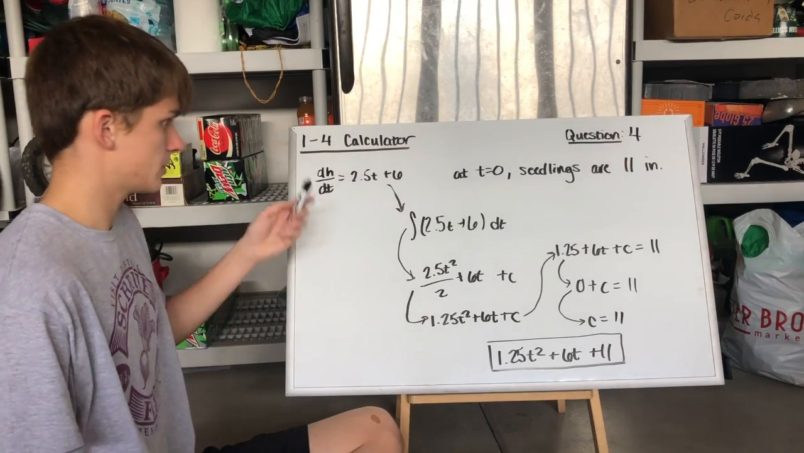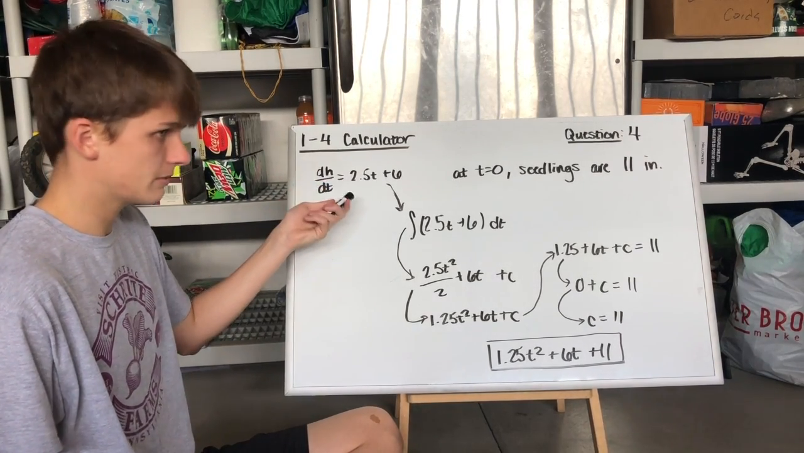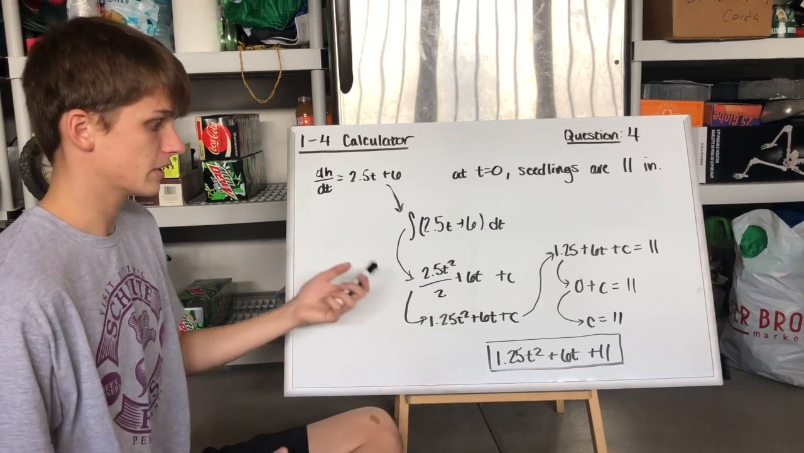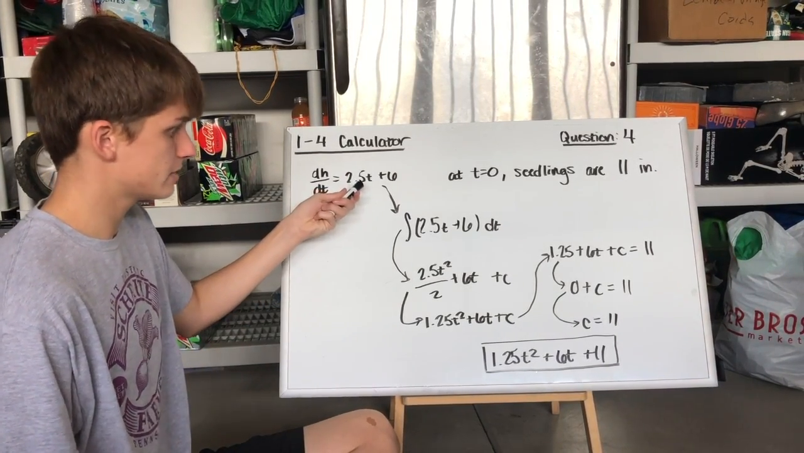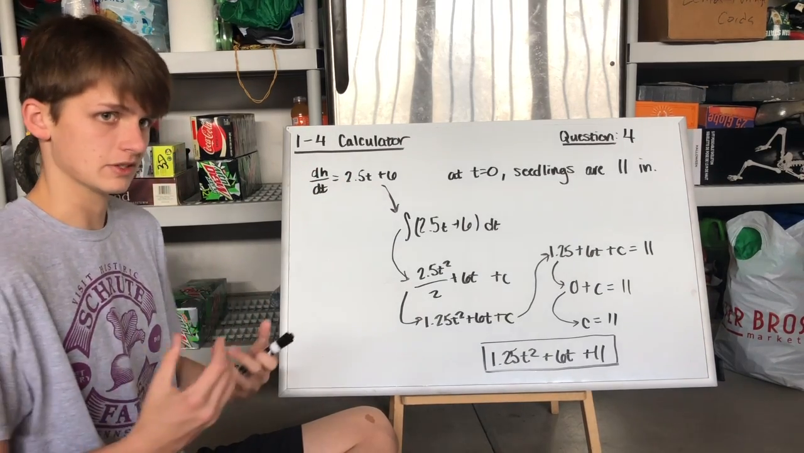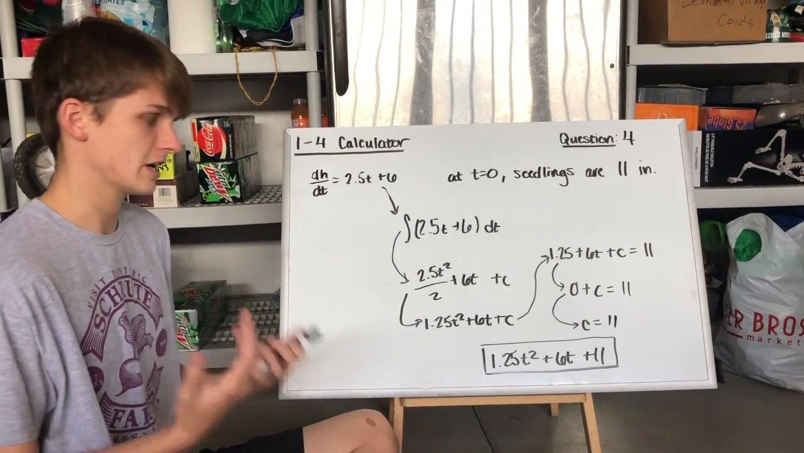right here. So this is effectively a derivative that tells us the rate at which the plants are growing, not how tall the plants are. So we can utilize this to be part of the equation that we use to find out how tall the plants actually are.